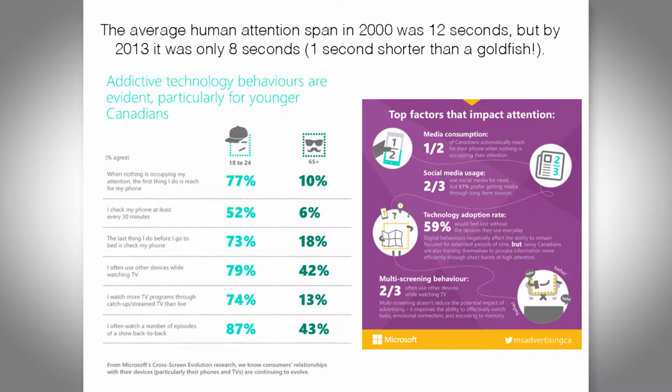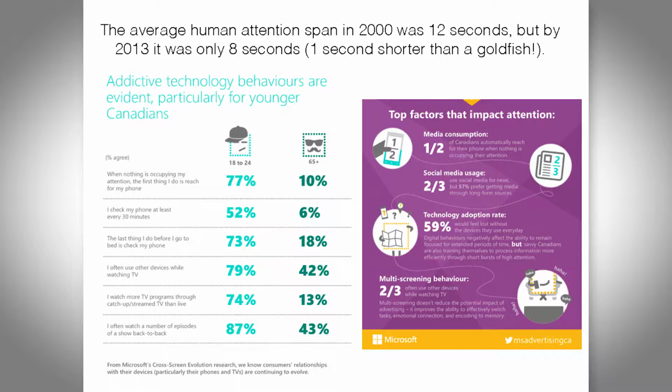And look what's happening. 18 to 24 years old: when nothing is occupying my mind, I reach for my phone. 77% compared to only 10% of 65 year olds. They cannot just sit. They need the stimulation. They need something happening, right? They need to be there all the time.